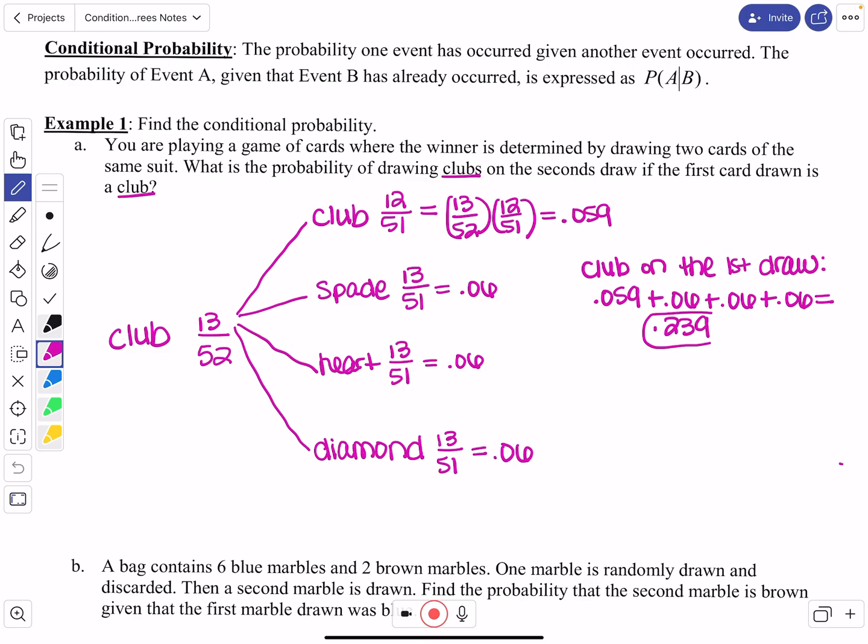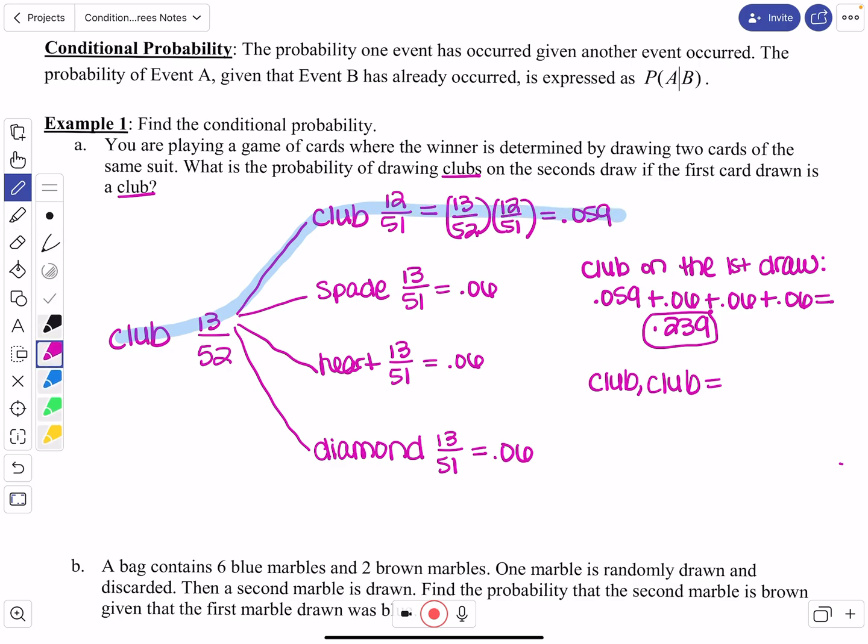Okay? So we need to keep that number in mind for right now. The second thing we need to calculate is the probability of drawing a club and a club, which we did as our first sequence here: the club followed by the club.